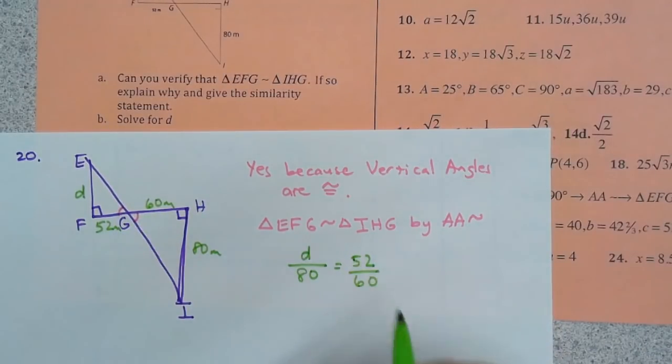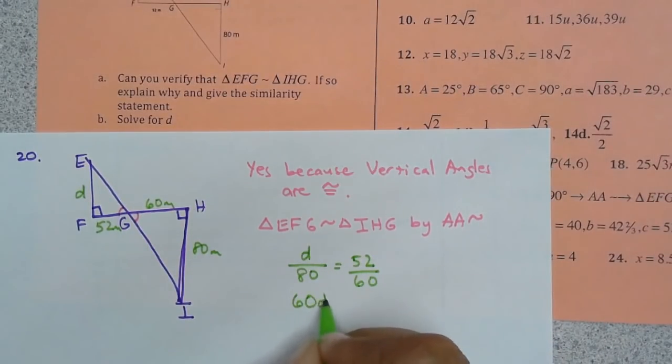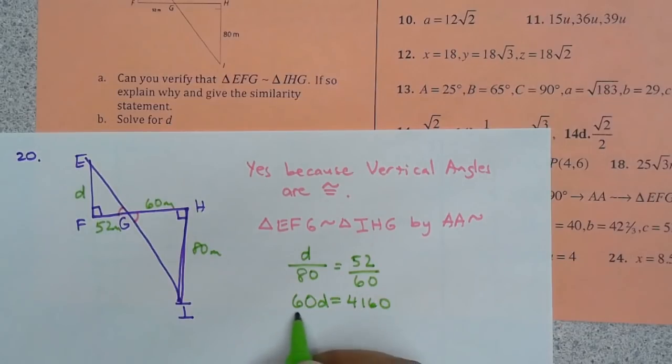All right, I'm going to go ahead and cross multiply. So D times 60 is 60D equals 80 times 52, which is 4,160. Divide both sides by 60, and we get a mixed number here. It doesn't go in evenly. So it's 69 and 1/3.